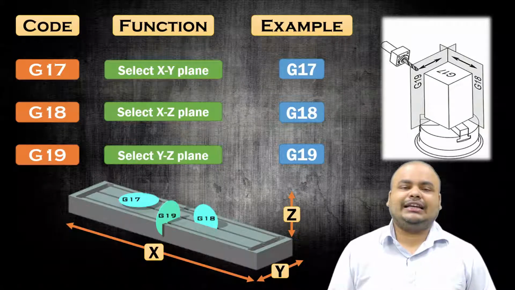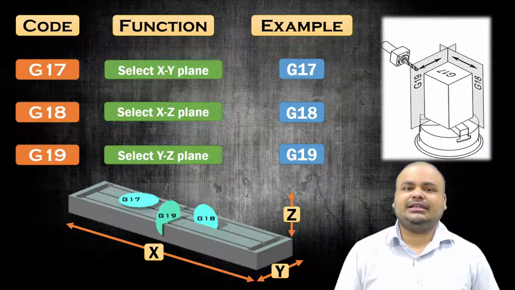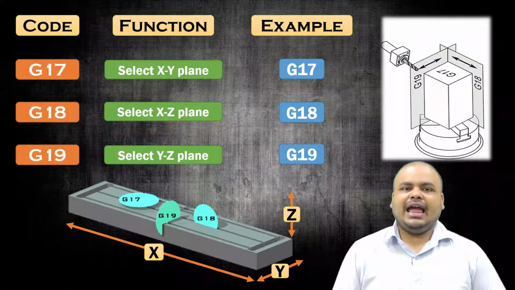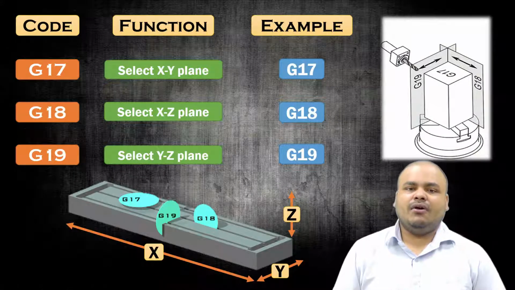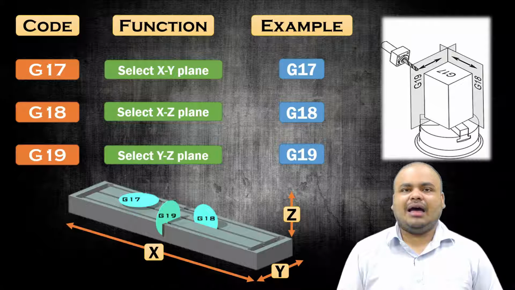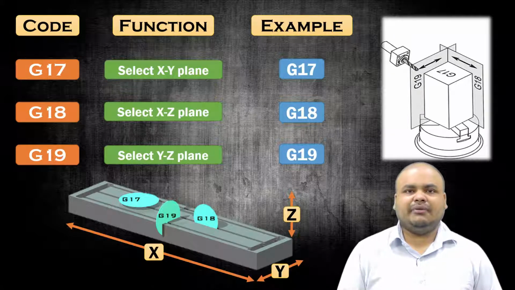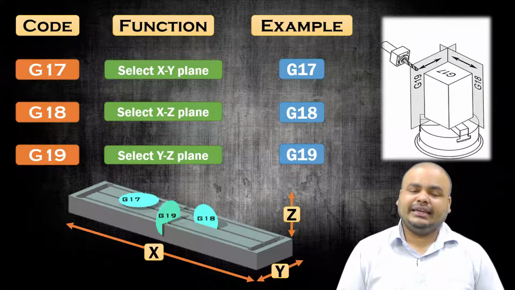Here you can get G17, G18 and G19. These are very interesting things. Here G17 is select XY plane, G18 is select XZ plane and G19 is select YZ plane. Now when there are multi-axis machines, it plays a very vital role. Here, as you can see, a particular plane is selected in which the operation is to be carried out.